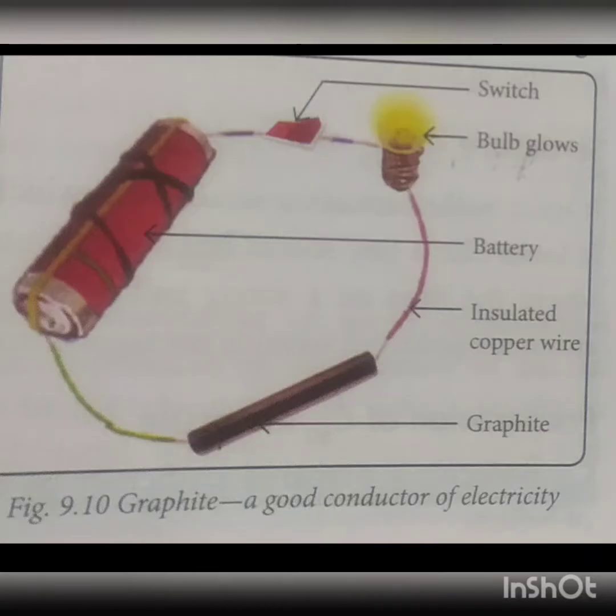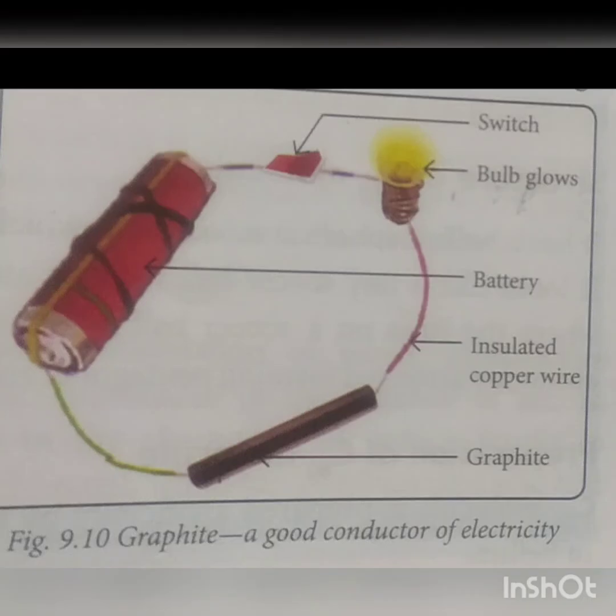We will do an activity to demonstrate that graphite is a good conductor of electricity. For this, the materials required are a graphite rod, a battery, switch, bulb, and insulated copper wire. We take a graphite rod and connect it to a battery, switch, and bulb using an insulated copper wire to form a complete circuit.